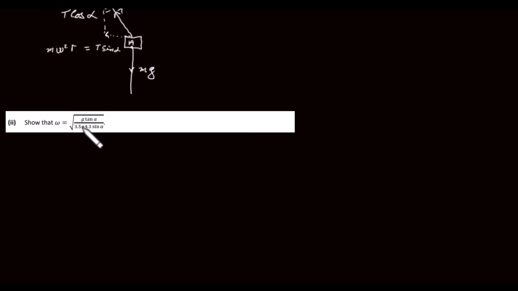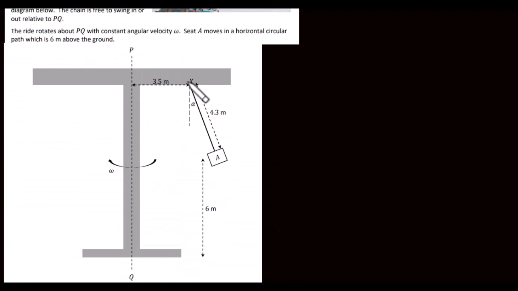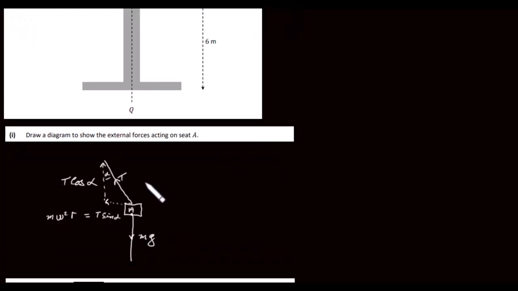Show that omega is equal to the square root of g tan alpha over 3.5 plus 4.3 sine alpha. Now, when you look at this, you can see there's a 3.5 here, and we know that 3.5 is this distance here. So presumably that's going to be the distance from the center of rotation all the way out to our seat. So we've got to add this amount here, the distance from here to 3.5, and that will give us this denominator here.